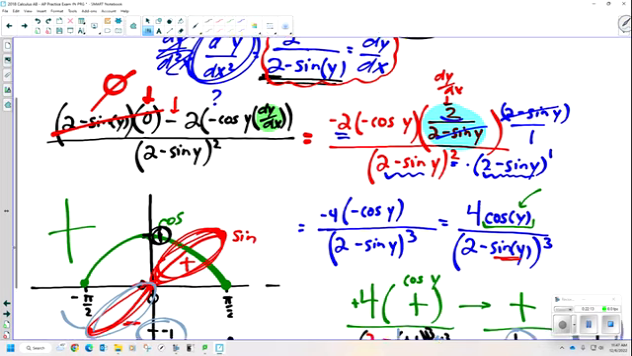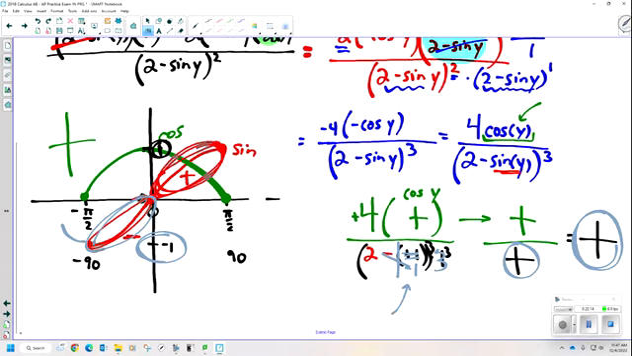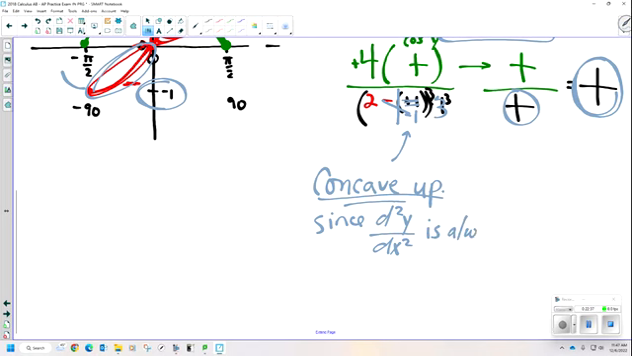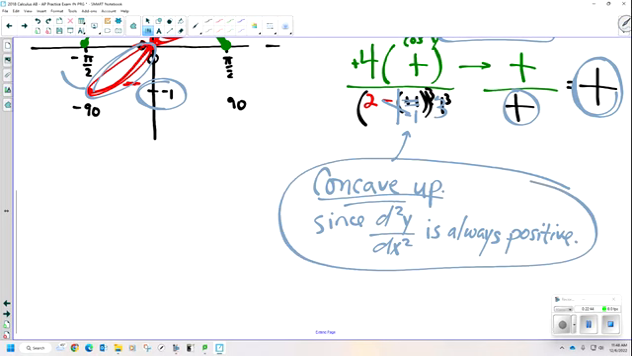So let's write this, and we have to give a reason for our answer. Okay, this is the second derivative, and we're just going to write the following. It's concave up. Let's first establish that. How come? Since the second derivative of y with respect to x is always positive. There you go. You answered a question. That's 6C.